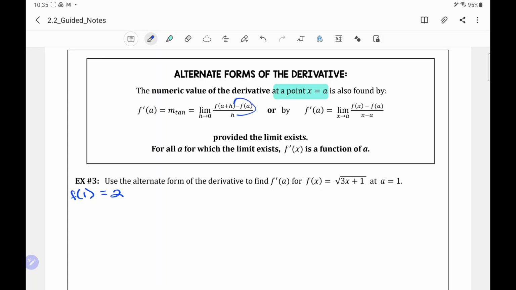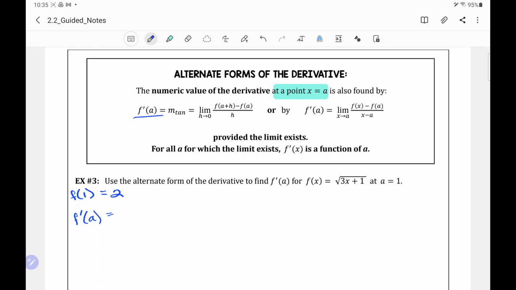Now why do I need to do that? Because look, both of these formulas, no matter which one I use, I need to know f of a, and in my specific problem, a equals 1. So let's look at this now using the formula. F prime of a equals, did they tell us which one to use? No, we get to pick. So I'm going to use this one.